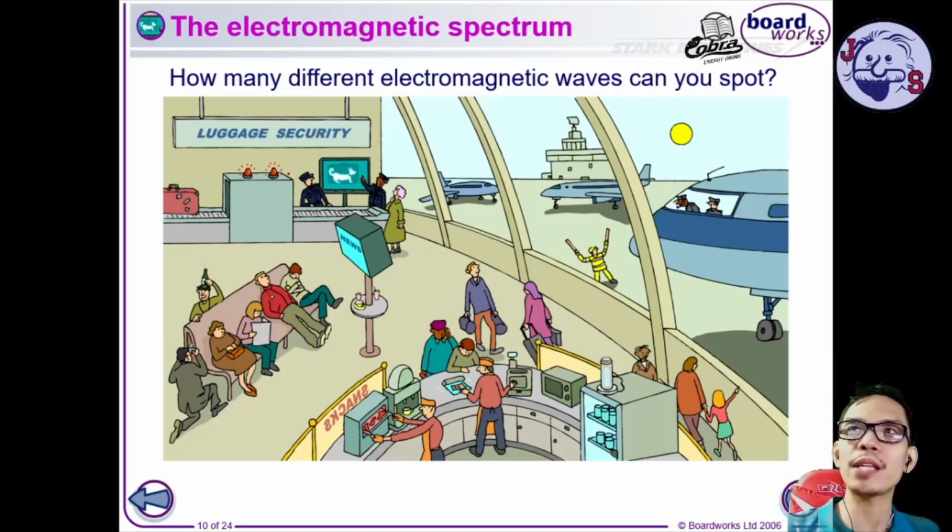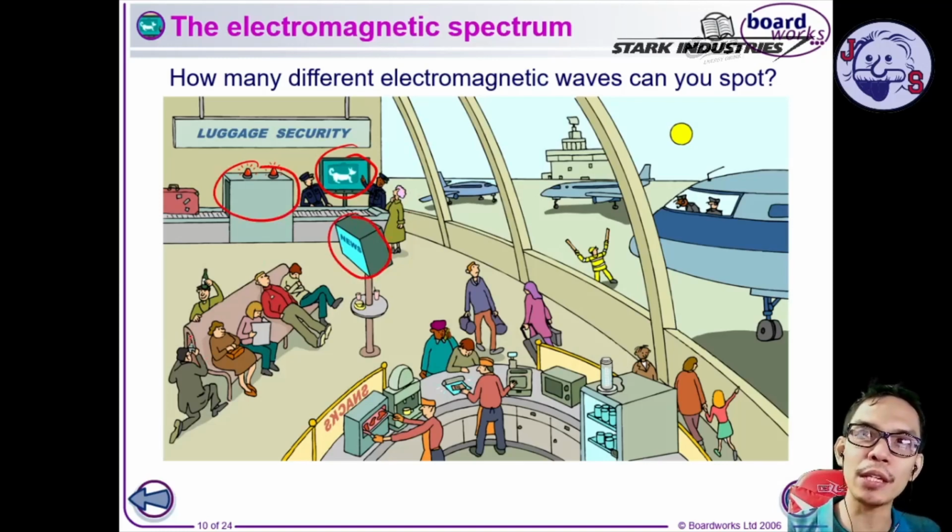First one is the X-ray over here, the one that checks your luggage. Next, the television uses radio wave. The camera that is used by this guy uses visible light. Otherwise, cameras will not work without visible light.